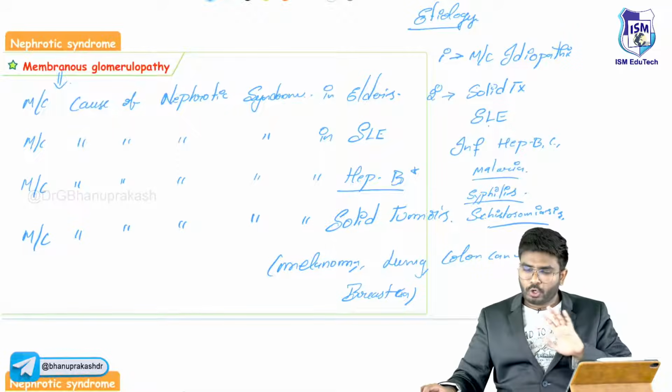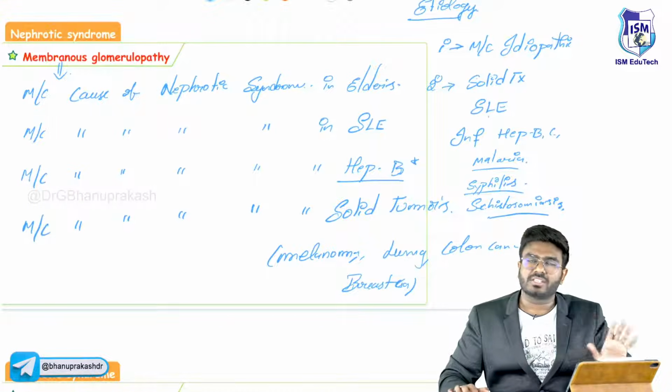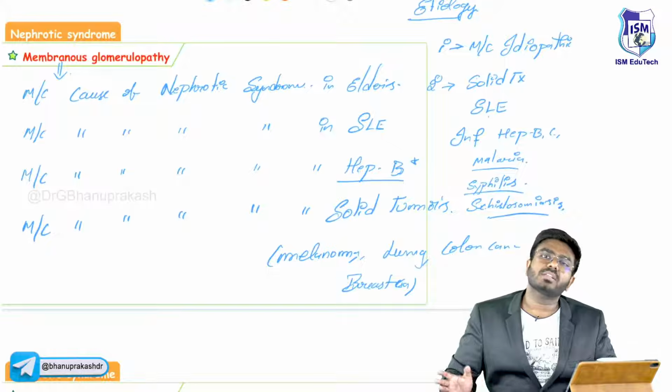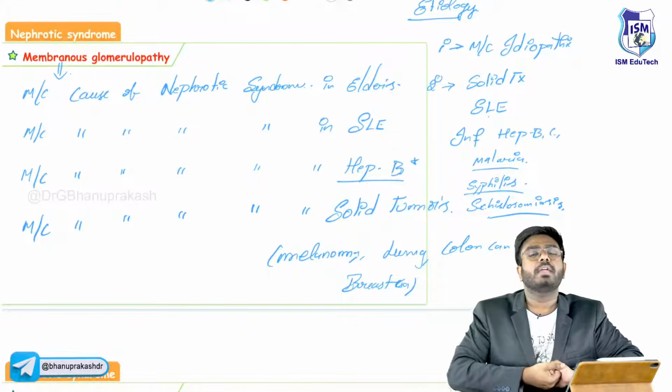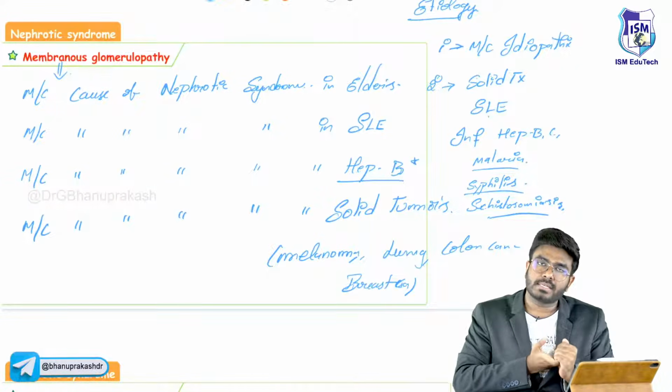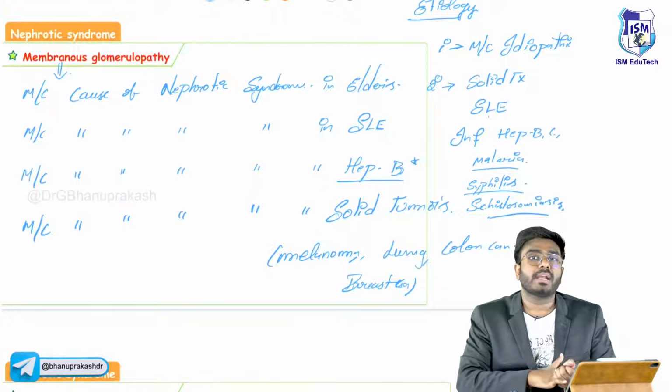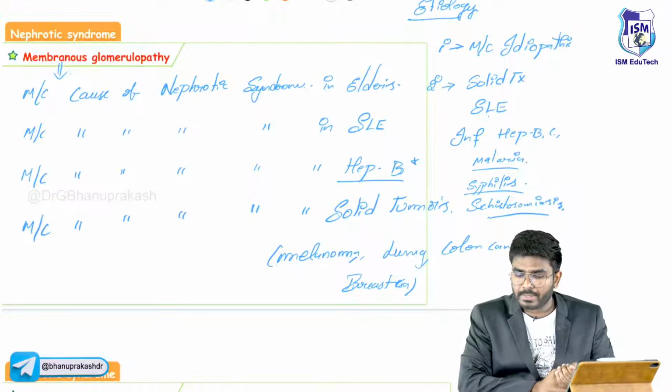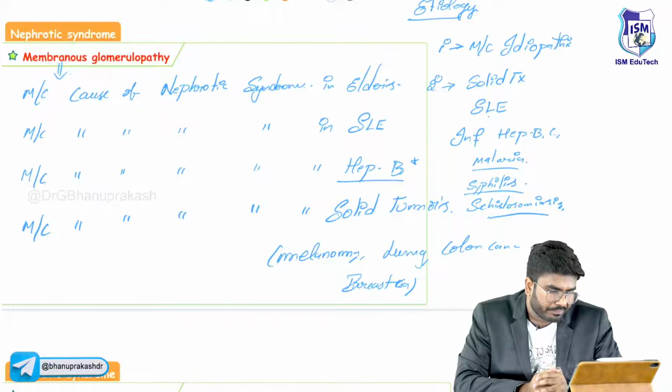The primary causes we don't know. The most common cause is the primary cause, idiopathic. We don't know why it is happening. Secondary causes are like those who have solid tumors, or those who have infections with syphilis, schistosomiasis or malaria, or those who have autoimmune conditions like SLE. They can develop this membranous glomerulopathy.